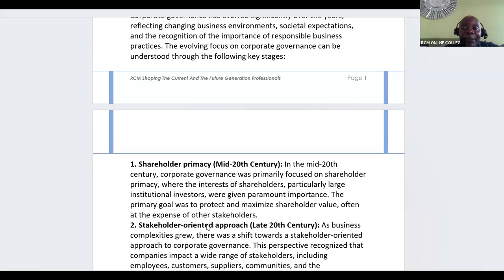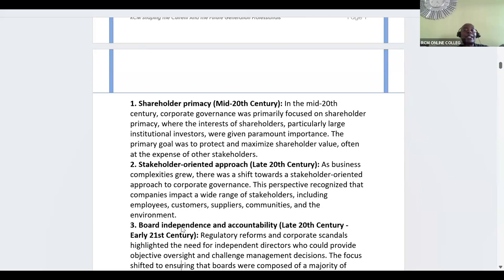And that is why corporate governance, in terms of how we direct and control the operations of this entity, we have to look at all stakeholders. This is a great evolution. As business complexities grew, there was a shift towards a stakeholder-oriented approach to corporate governance. This perspective recognized that companies impact a wider range of stakeholders, including employees, customers, suppliers, communities, and the environment.